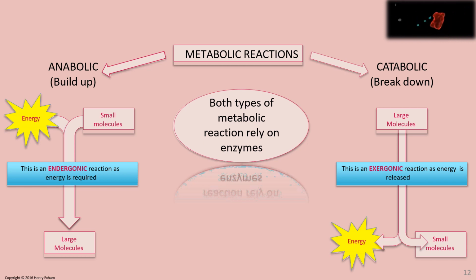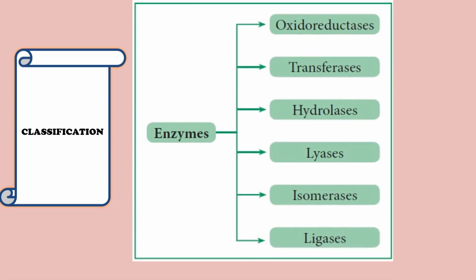On the other hand, we have catabolic reactions, which are breakdown reactions, as I mentioned, of larger molecules breaking down into smaller molecules. So here energy is expended or it is released. So these reactions are called exergonic reactions. However, both the types of metabolic reactions require enzymes. That is the point that has to be noted. So we require enzymes for all kinds of metabolic reactions, whether they are anabolic reactions, that is build-up reactions, or catabolic reactions, that is breakdown reactions.